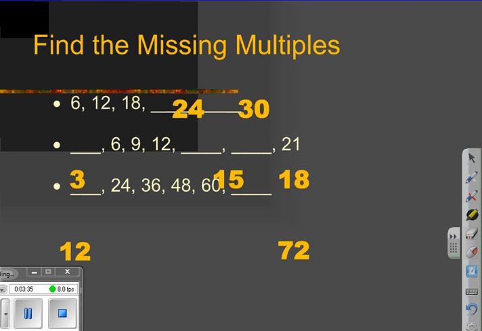Okay, so here you had to find the missing multiples, and they found them for us. So 6 times 1 is 6, 6 times 2 is 12, 6 times 3 is 18, 6 times 4 is 24, 6 times 5 is 30. So when you're finding multiples, you can do it just in your head. If this is 6, what do you think was here? 3. It's also counting by 3: 3, 6, 9, 12, 15, 18. Okay? So it's just like multiplying. Counting by that number is the same as multiplying. So multiples are that. Okay?